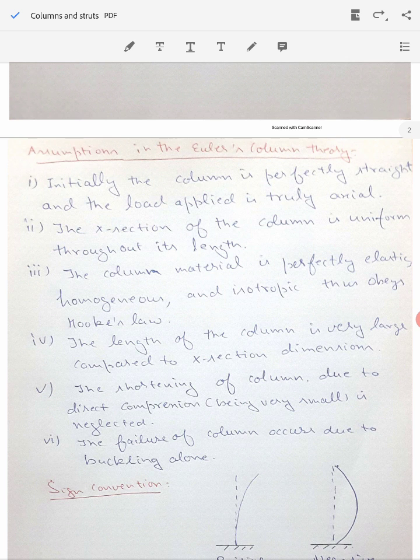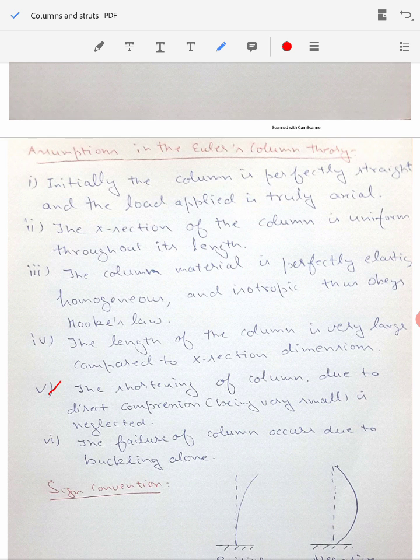The column material is perfectly elastic, it is homogeneous and isotropic, and thus obeys Hooke's law. So we are going to assume that stress is proportional to strain, and the next is that the length of the column is very large as compared to its cross-section dimensions. So that's why we can consider it as a long column. The shortening of the column due to the direct compression being very small is neglected.